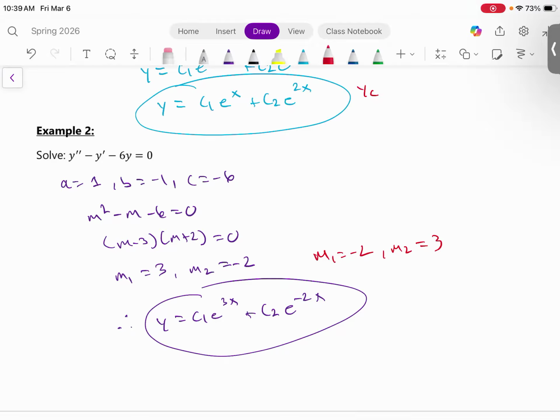But okay, so that's our first case of constant coefficient DEs.